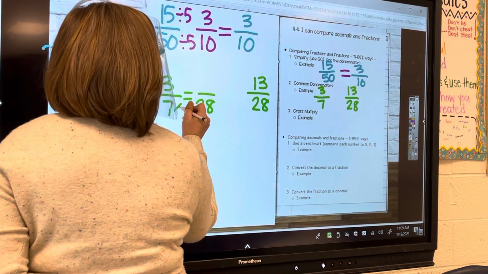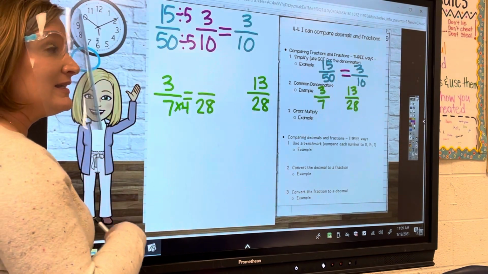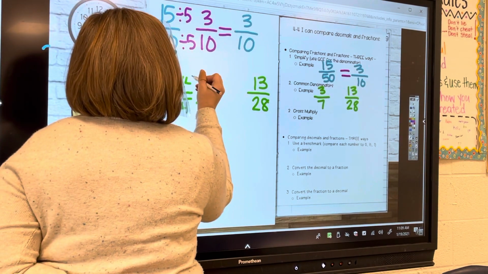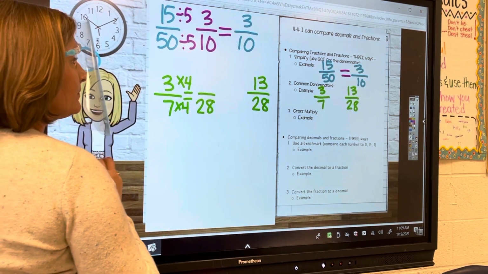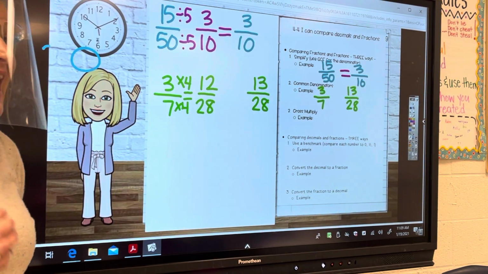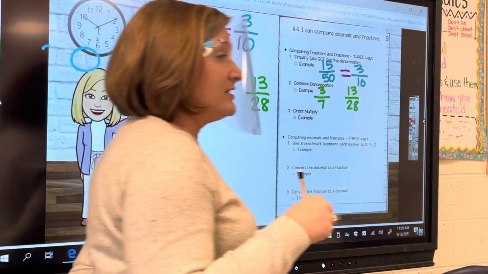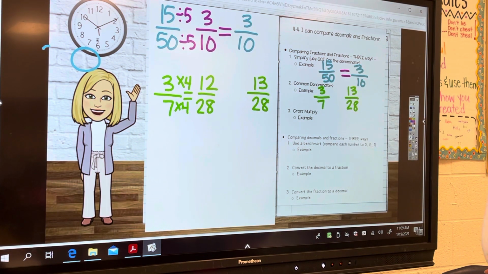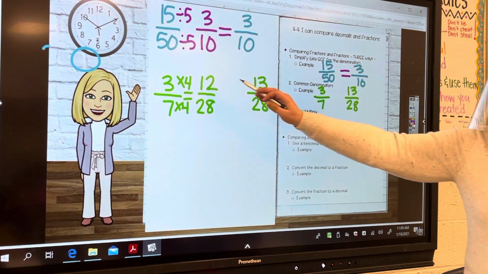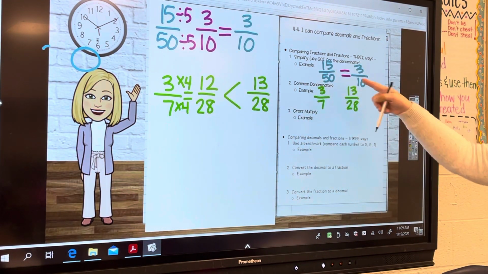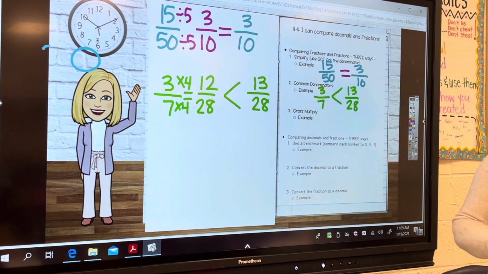Callie was ahead of herself. 7 times 4 is 28. If I do it to the bottom, I have to what? Do it to the top. 3 times 4 is 12. 12. Now can we compare these fractions? Yes. They have the same denominator, but their numerator is different. I can compare 12 and 13. So what symbol is going to go there? Greater than, less than, or equal to? Greater than. 12 is what to 13? Less than. Less than. So 3/7 is less than 13/28. Okay?